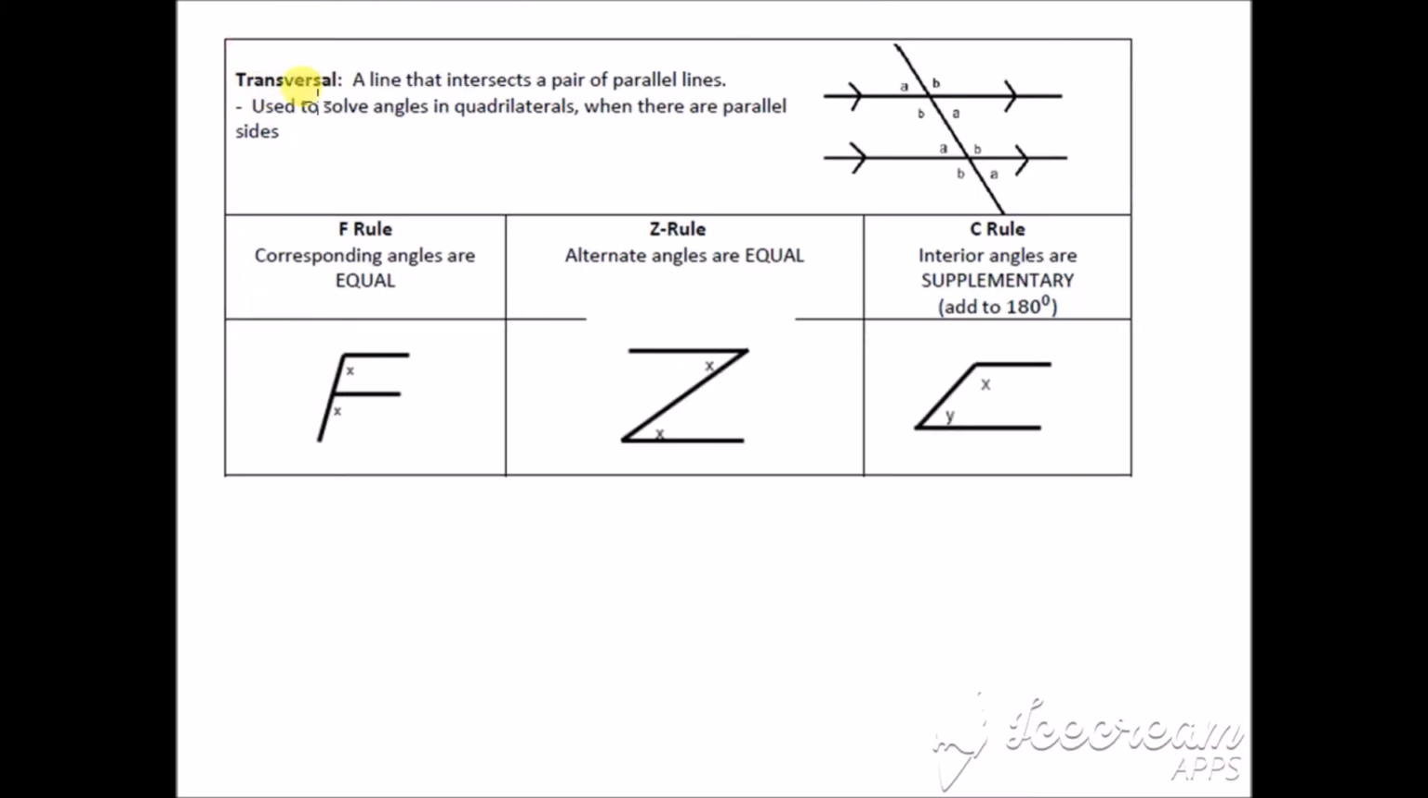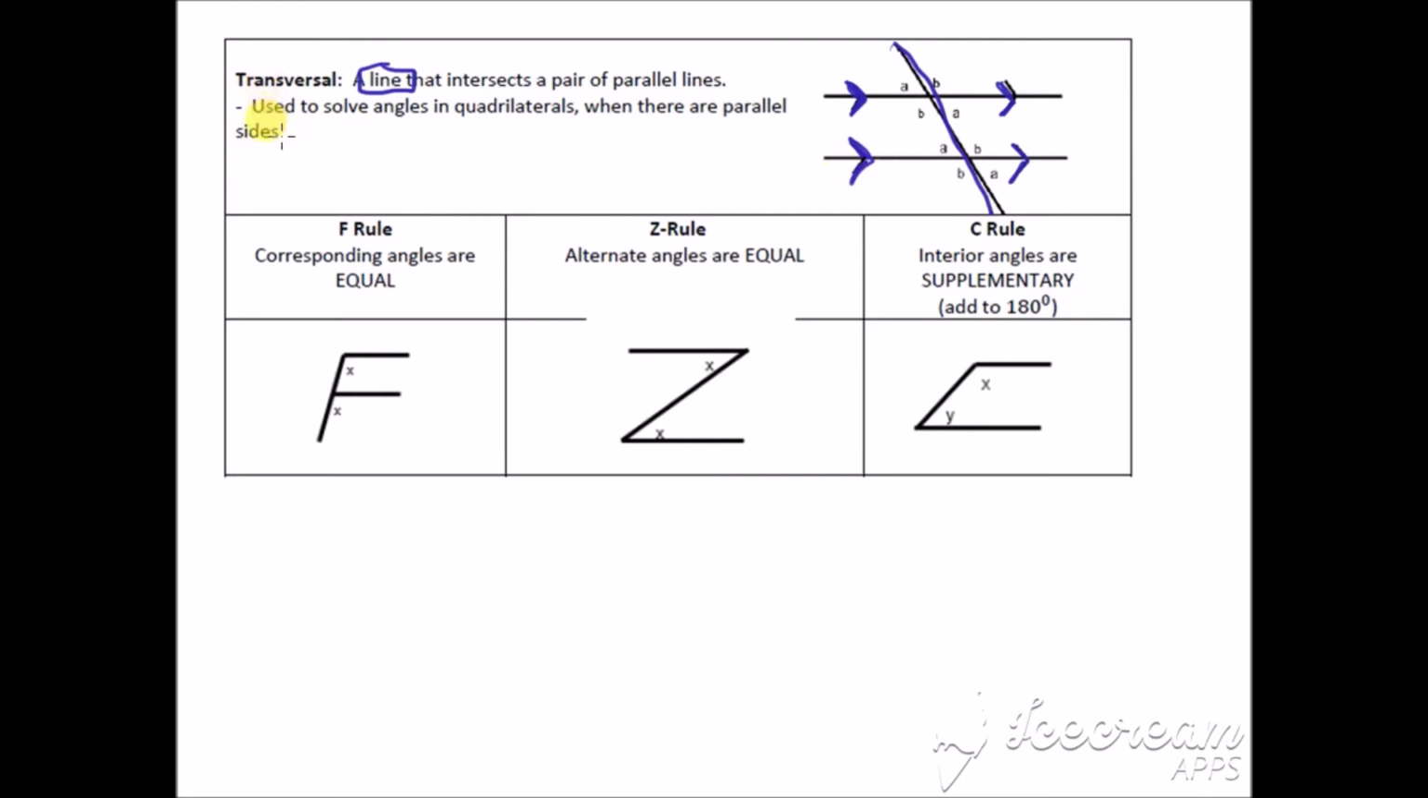Okay, we're going to deal with transversals now. And what a transversal is, it's just a line. So it's an actual line that intersects a pair of parallel lines. So in this diagram here, we have these two horizontal lines. They're parallel. We can see that they're parallel because of these little arrows here. Okay, and a transversal just intersects it. So it just cuts through it.